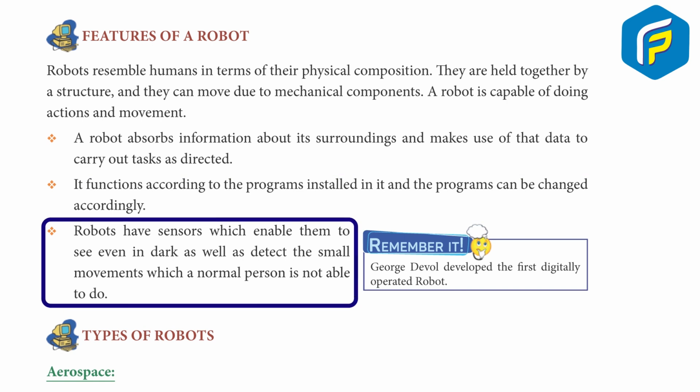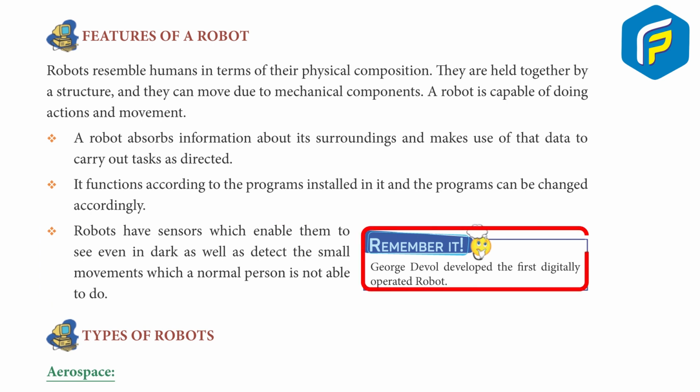Robots have sensors which enable them to see even in the dark, as well as to detect small movements which a normal person is not able to. Remember it: George Devol developed the first digitally operated robot.